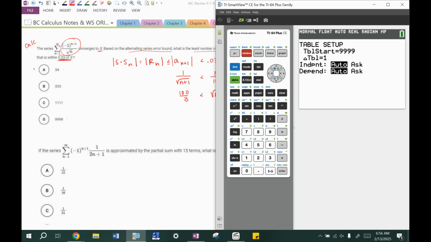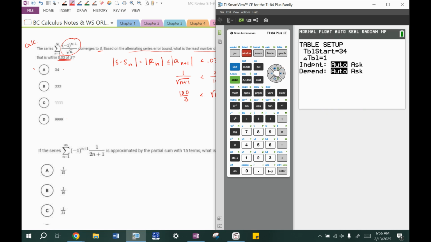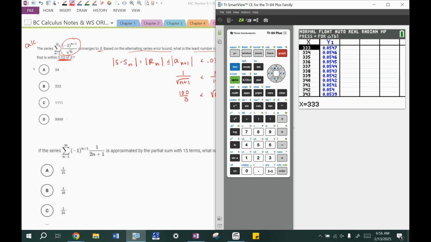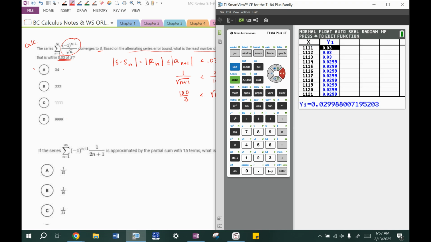Let's go back to our table. So if I plug in 34, I'm definitely not getting 0.03. If I plug in, what's the next one? 333. Closer, but not quite. If I plug in 1,111. Oh, there it is. It says 0.03 here, but this is less than 0.03.